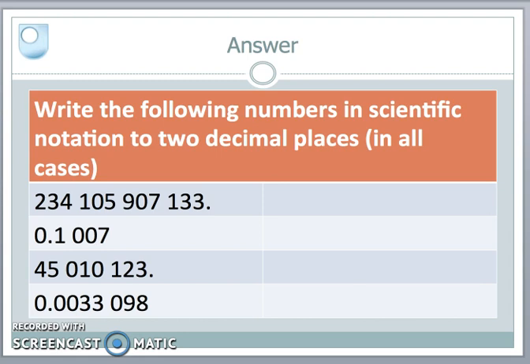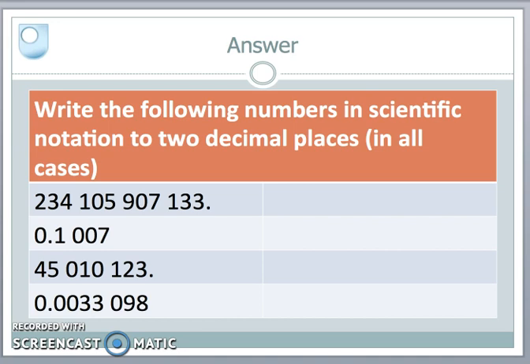So if I move it 1, it's 10 to the power of 1. If I move it 2, it's 10 to the power of 2, etc. So let's move the decimal point. I'm going to move it 1, 2, 3, 4, 5, 6, 7, 8, 9, 10, 11 places. So that will leave me with 2.34105, etc.